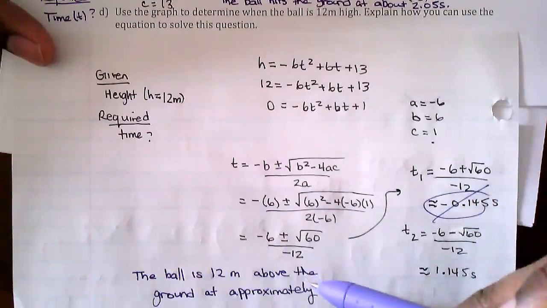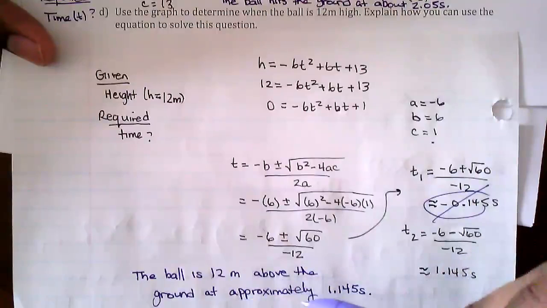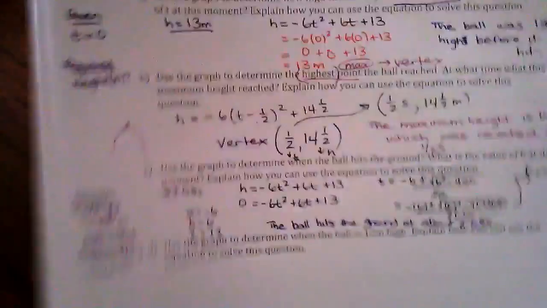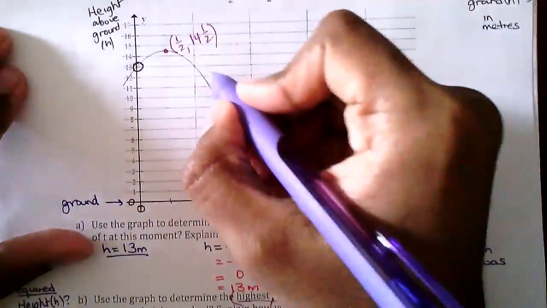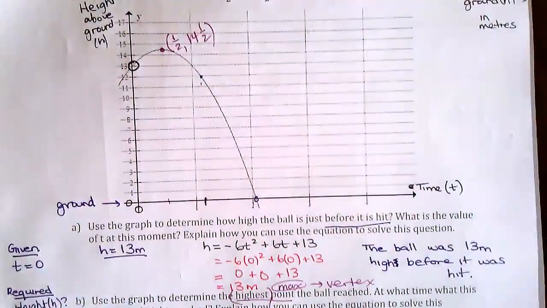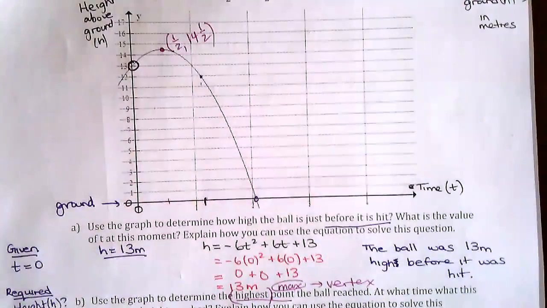So the ball is 12 meters above the ground at approximately 1.145 seconds, which is also what I see from this graph. So 12 meters is around here, and that looks like it's about 1.145 seconds, like the equation told us. So hope these examples were helpful.